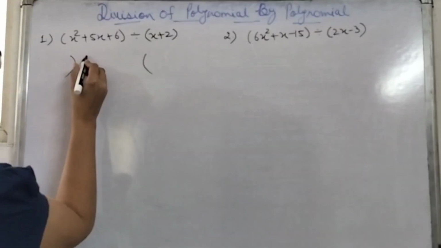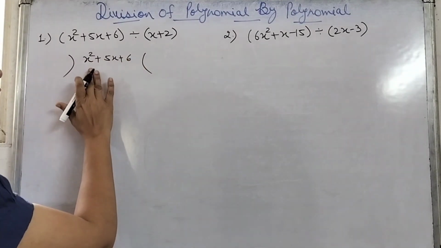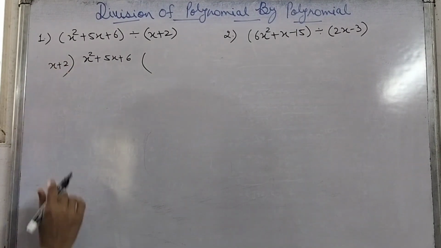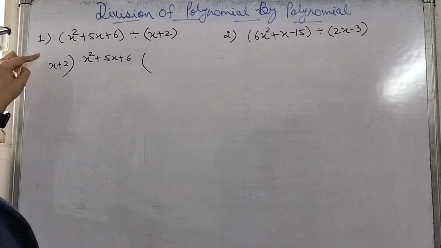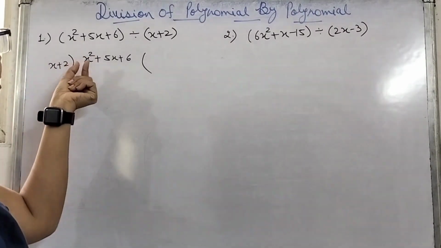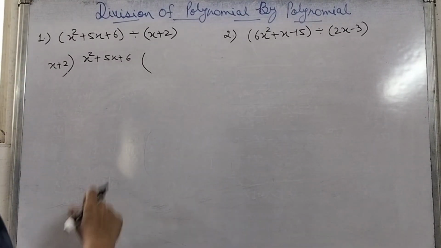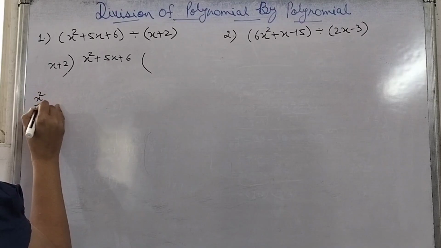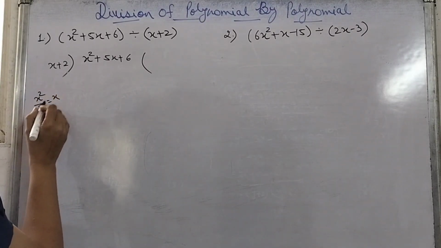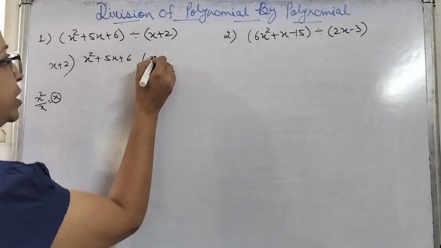Let's understand. First of all, we will write x square plus 5x plus 6. This is the dividend. We have written it over here. X plus 2 is the divisor. So we will write it over here, x plus 2. First of all, we will take the first term of the divisor and the first term of the dividend. We will divide the first term of the dividend by the first term of the divisor. So if we divide x square by x, we get x. The result will be x. So we will write x in the quotient.